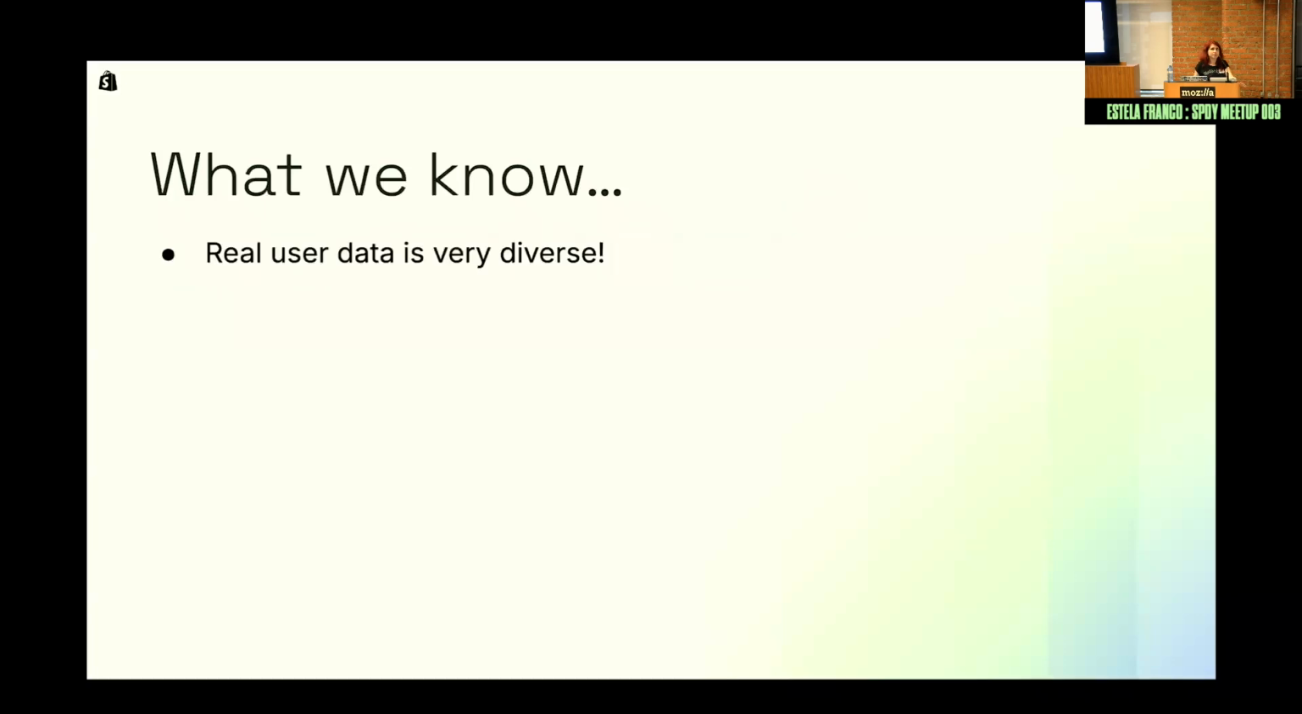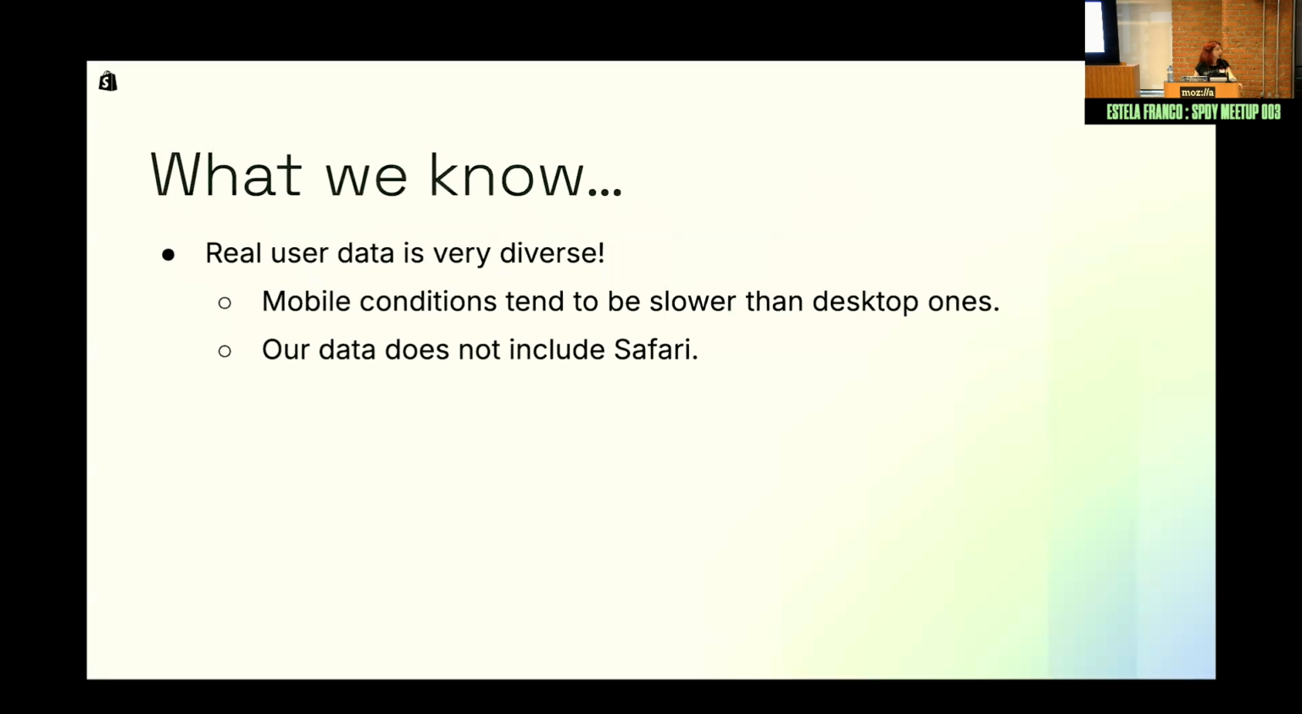What we know, I'm checking real user data, and real user data is really diverse. So every single device under its unique conditions is a unique scenario that may show different values. And generally speaking, mobile conditions tend to be slower than desktop ones, the devices and the network connections. And it's also important to notice that my data is not including Safari. So I'm excluding really fast mobile devices here, because I'm checking data that uses some navigation timing APIs that are not available on Safari. So that's why the dataset is not including Safari.